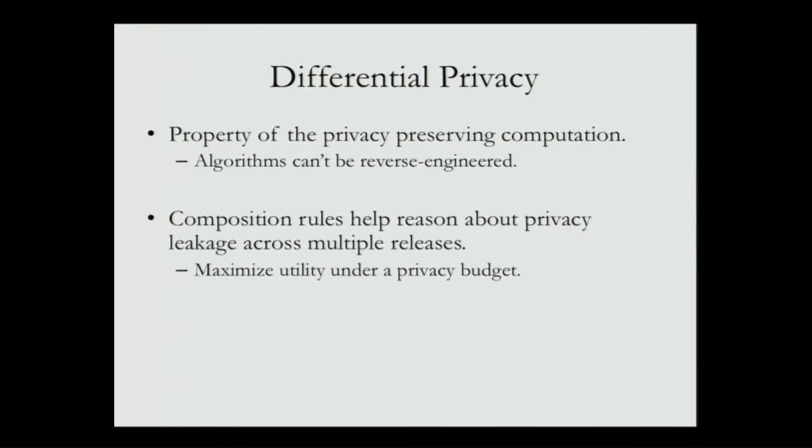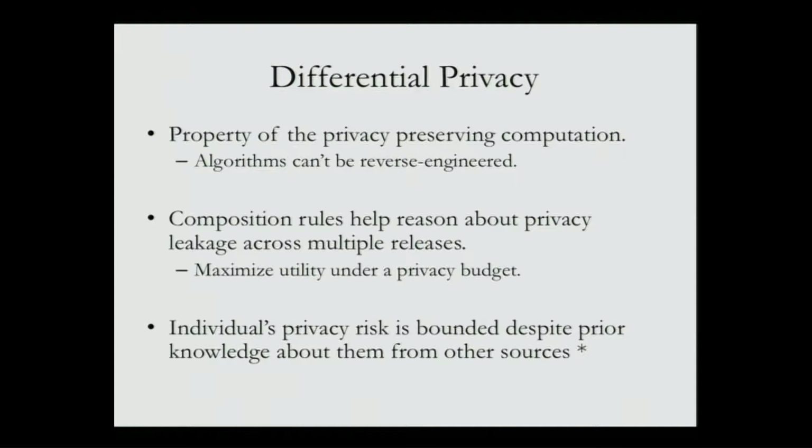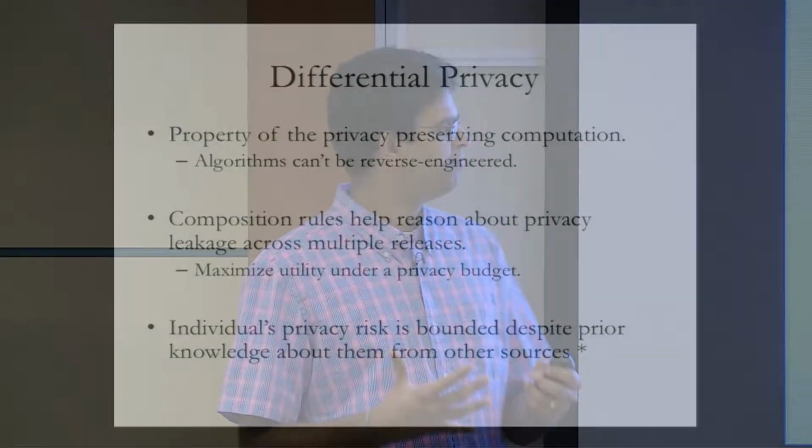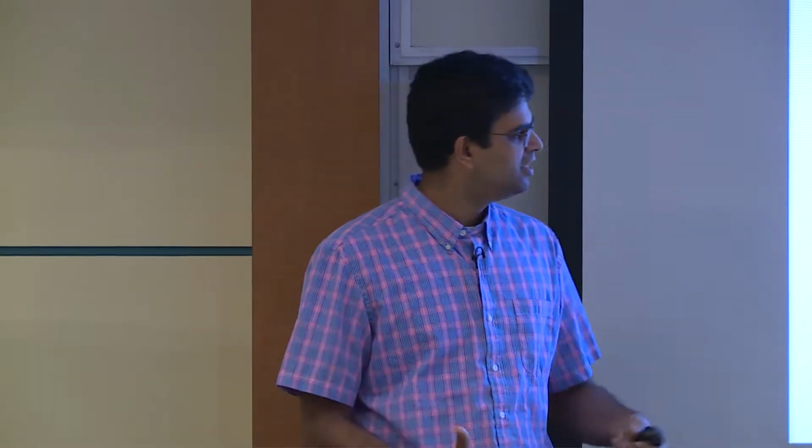The second thing is composition, and we've talked a lot about composition. It basically is that when you do multiple releases, you have a way to reason about privacy, whereas before you didn't have a way of reasoning about disclosure and privacy in that case. And finally, this definition bounds an individual's privacy risk despite adversaries who have some side information. This is a little more nuanced.